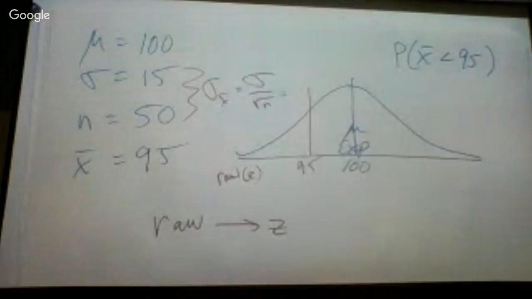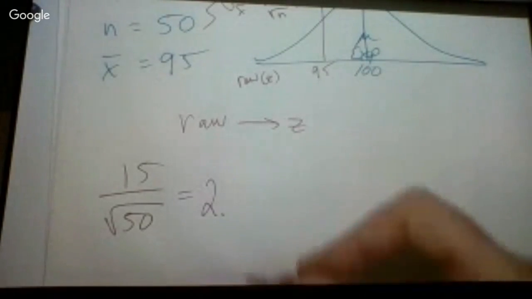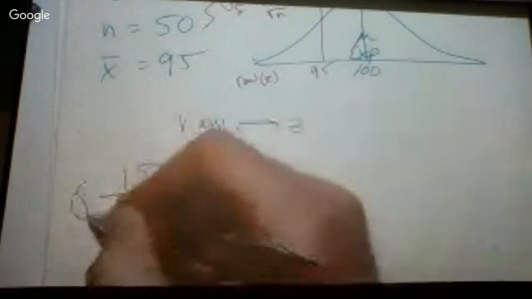You got it. So we're going to take 15 divided by the square root of 50. Looks like 2 and something. 2.12. Now we have a standard error.